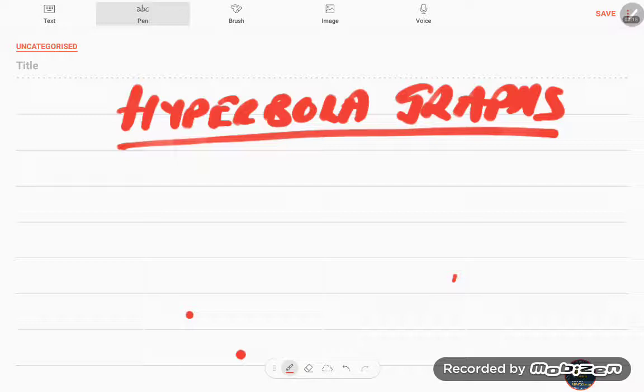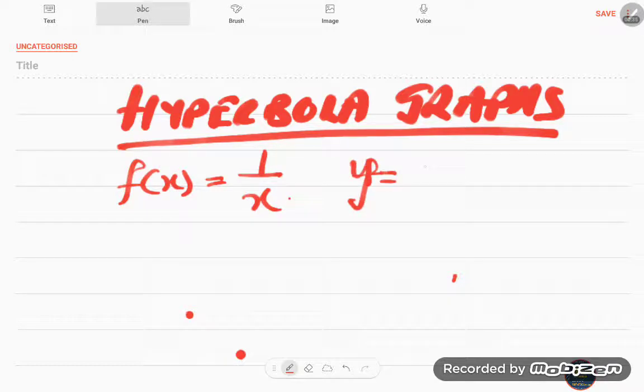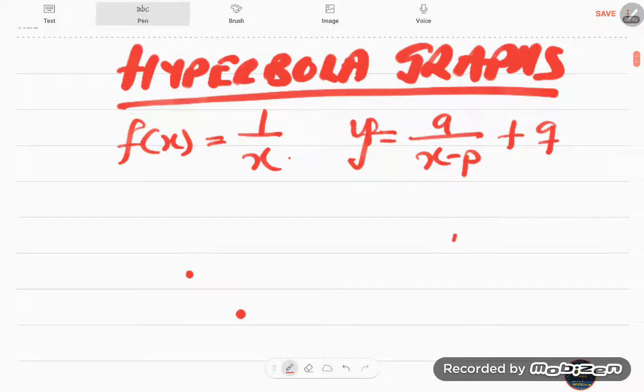Today we're looking at hyperbola graphs, and we did talk about them previously. We say that their basic graph is going to be of the format f of x is equal to 1 over x, and the expanded form, let me just use a y, is a over x minus p plus q. We're going to talk about the transformations that allow us to move from here to there.